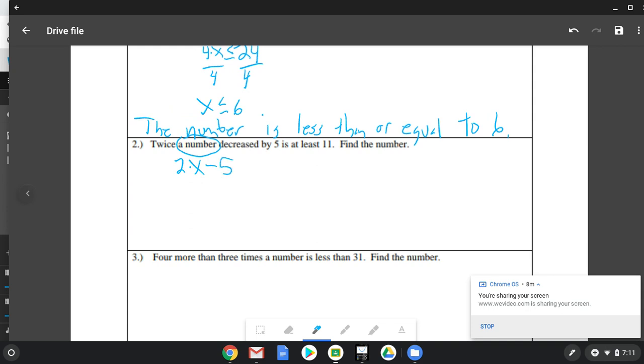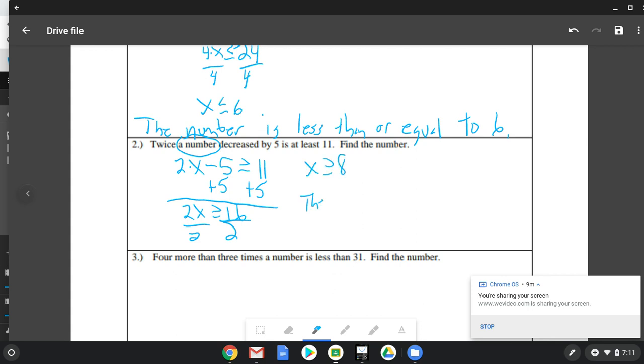By 5 is at least. So this is where the inequality sign is at. So now we're going to go greater than or equal to, for at least, that's what was on our other side, 11. So now we add 5 just like we did yesterday, where we treat it like it's an equal sign. And then we divide by 2. And we get x is greater than or equal to 8.